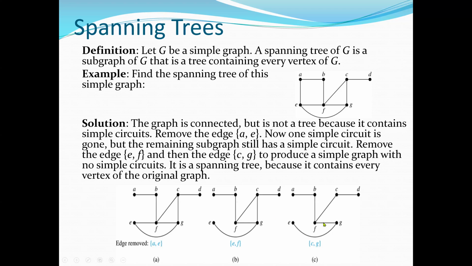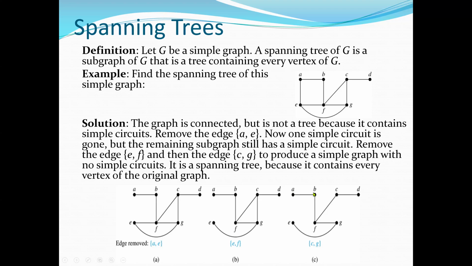And this will be our final graph. When we look at this graph now, we can see that there is no simple circuit. If I'm at a vertex A, for example, I can't come back to A anymore.